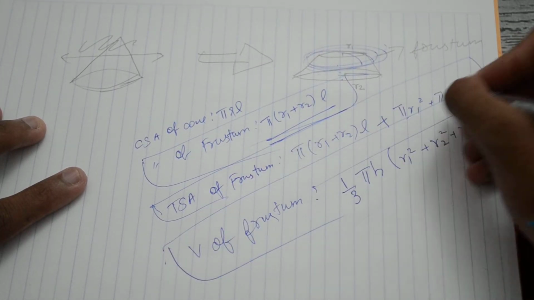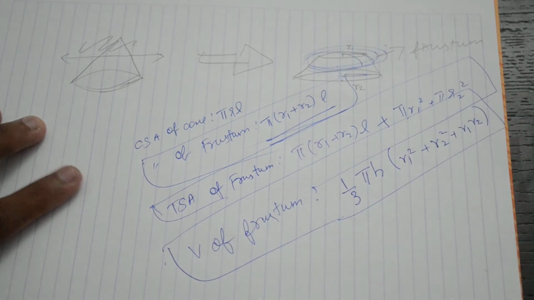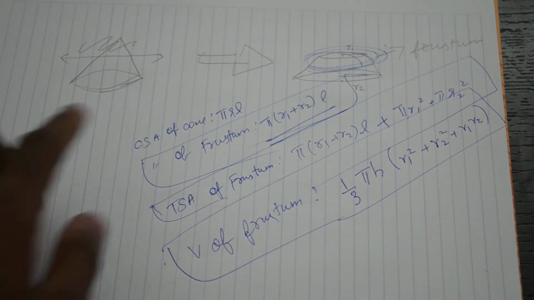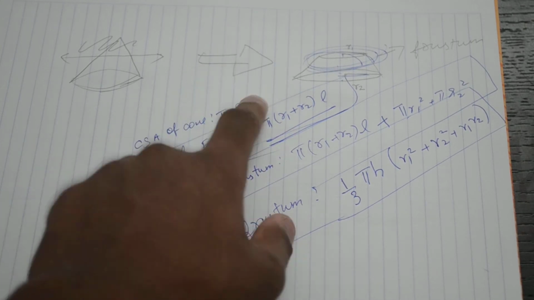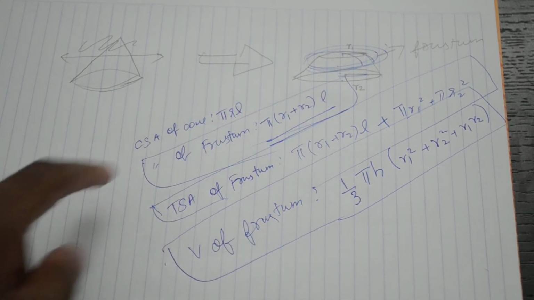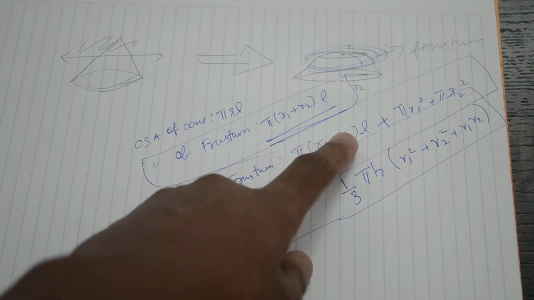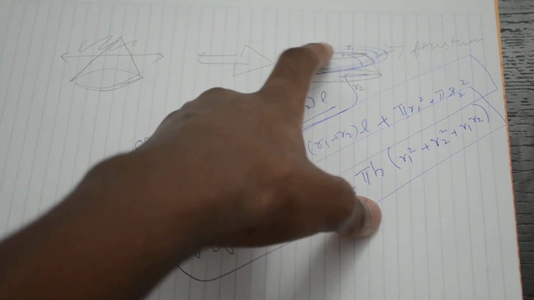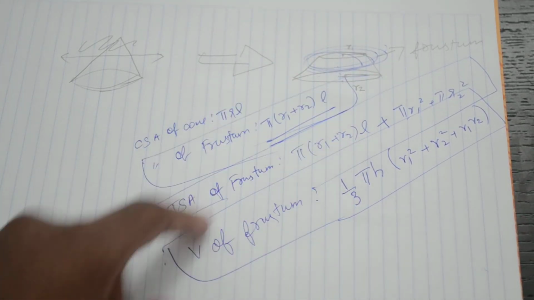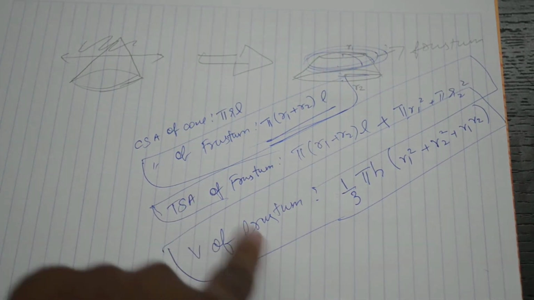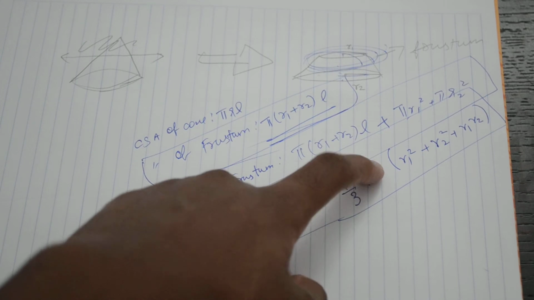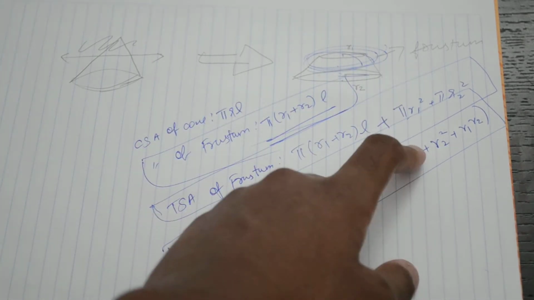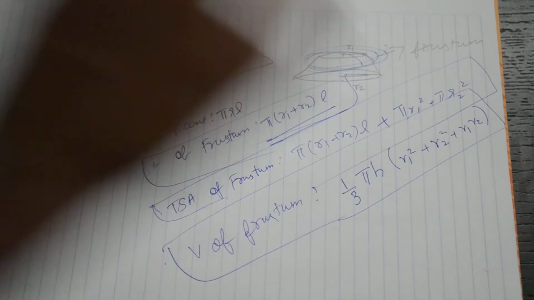Very simple. The CSA of a cone is pi RL, so the CSA of a frustum is pi (R1 plus R2) L. For the TSA, first you write down the CSA, which is pi (R1 plus R2) L, and add the bases, so pi R1 square plus pi R2 square. And then for the volume, you write the volume of a cone, 1 by 3 pi R square H, but there are two radii. So it's 1 by 3 pi H, (R1 square plus R2 square plus R1 R2).